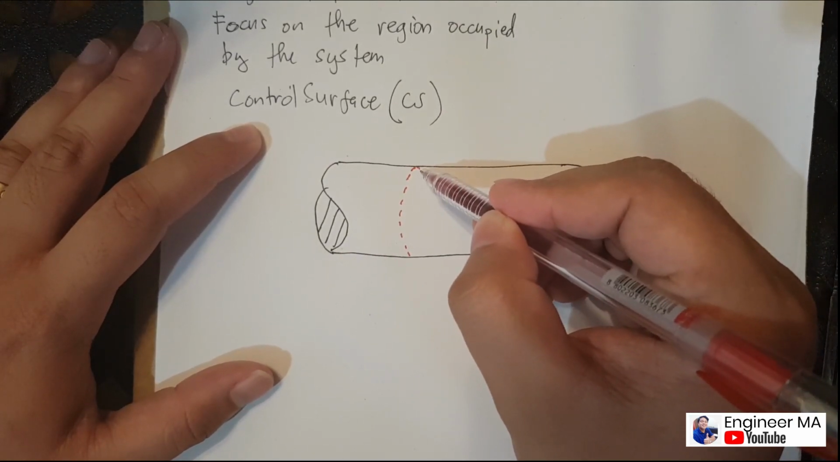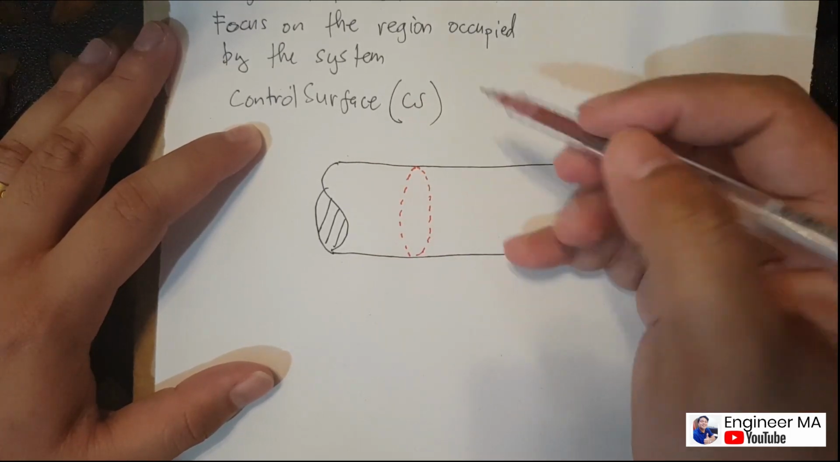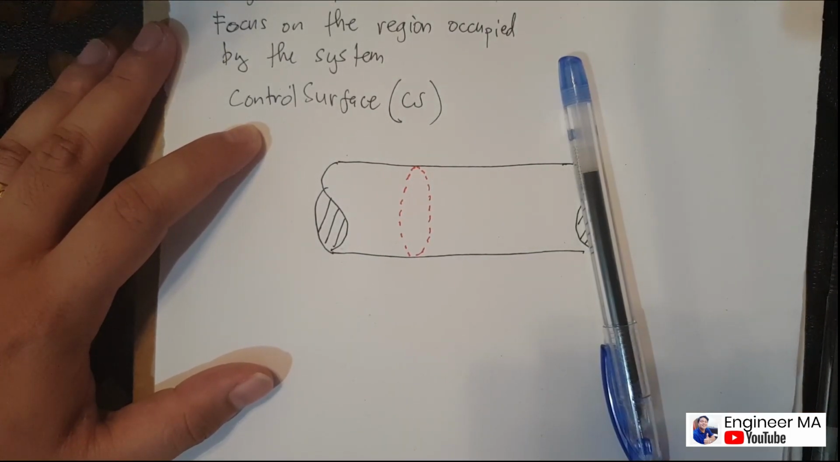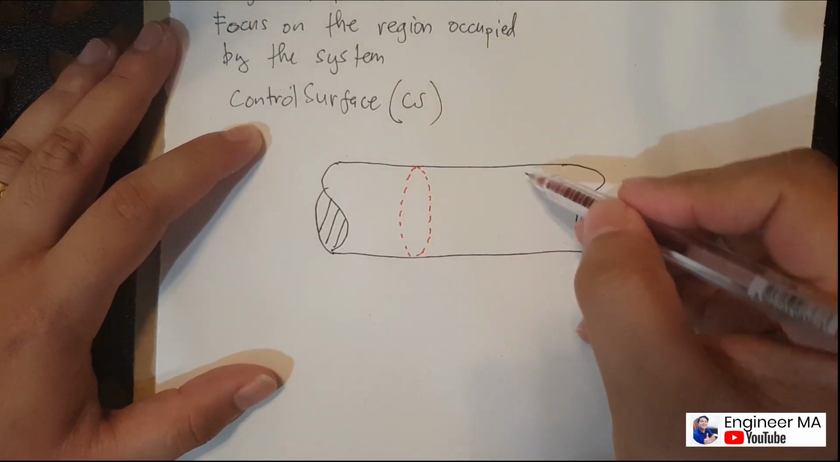Nag-improve na ako, class, di ba? Meron na akong mga iba-ibang kulay ng ballpen. May blue na dyan, di ba? Kasi may quarantine pa ako kanina, nakalabas ako.